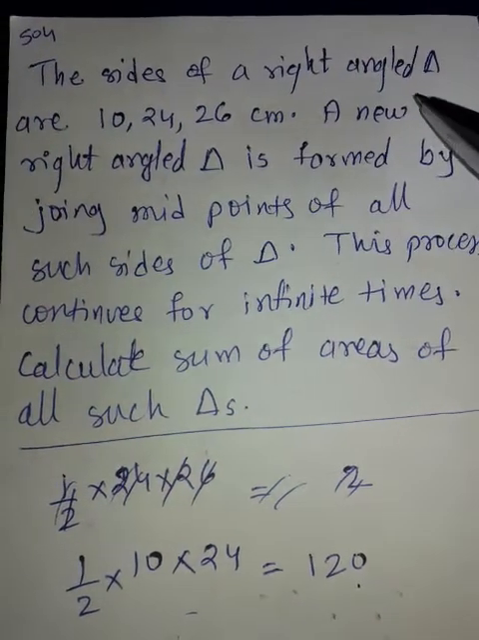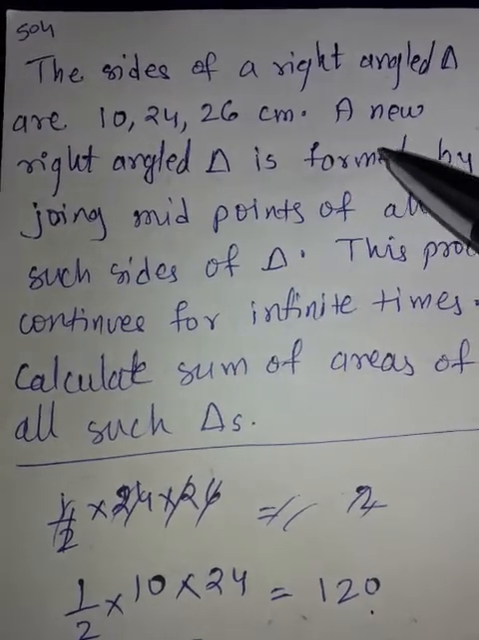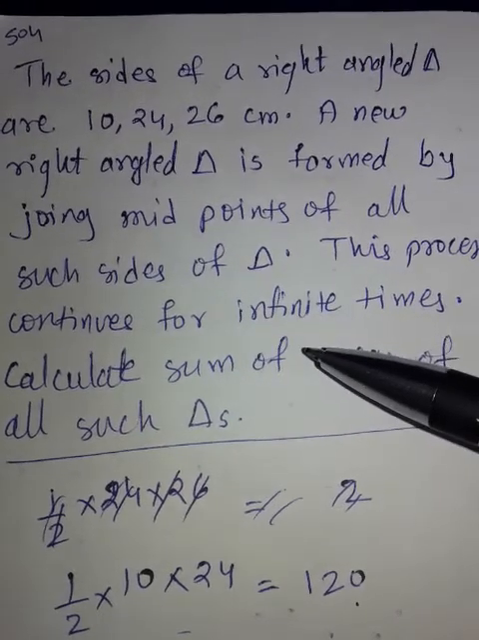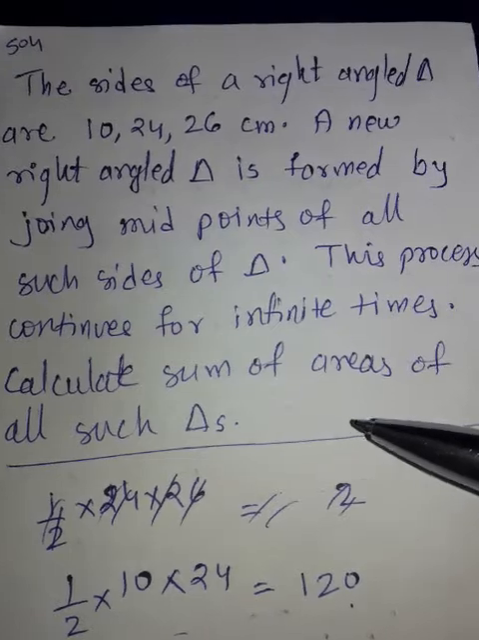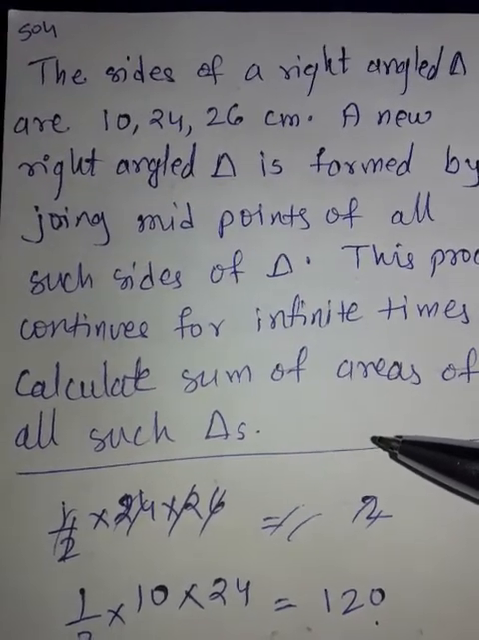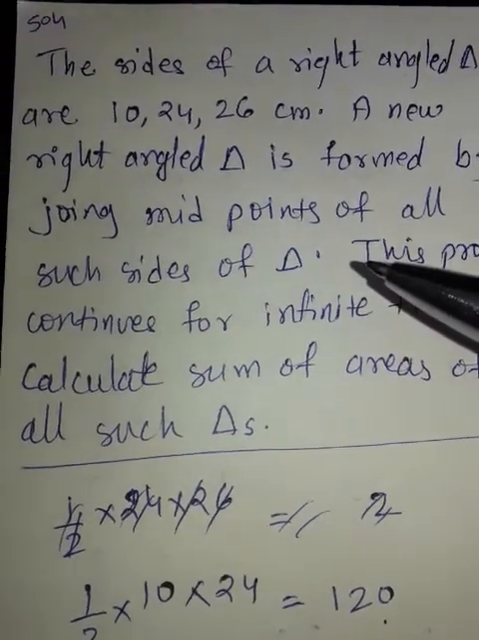The sides of a right angle triangle are 10, 24 and 26 centimeters. A new right angle triangle is formed by joining the midpoints of all the sides of the triangle. This process continues for infinite times. Calculate the sum of areas of all such triangles. So what we just learned? First find out the area of that original triangle and multiply it by 4 upon 3.